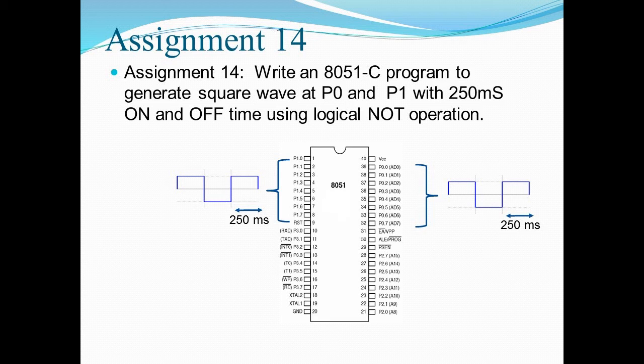But to toggle the port, we are going to use a NOT operation. Normally it would be like P1 is equal to 0xFF, then delay, and then P1 is equal to 0x00, and in between we call a delay. So it's really a long and lengthy program. Instead of that, we can compress the program by using a logical NOT operation. So let us look at how we can write that program.